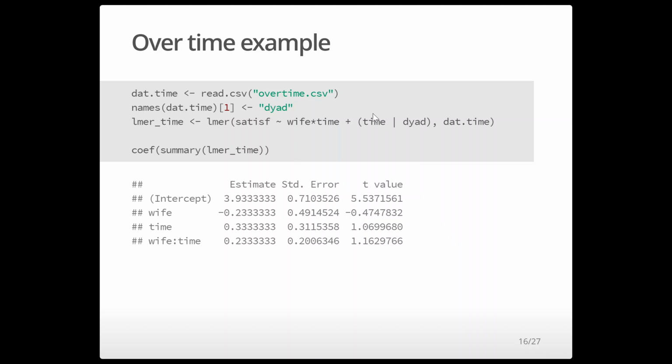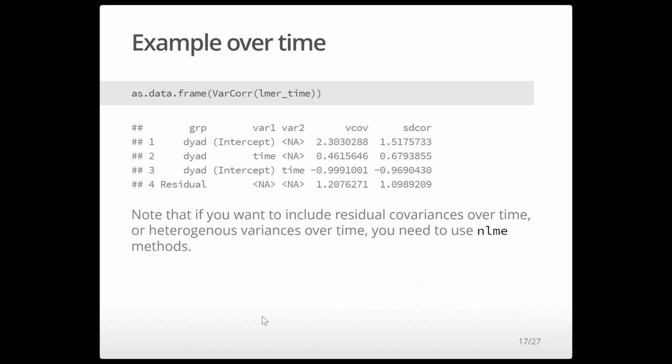And I included the random slopes for time. But again, otherwise this output is pretty familiar. And as is this output, once again, random effects. And because we have the random slope now for time, we also have the correlation between the intercept and the time variable.